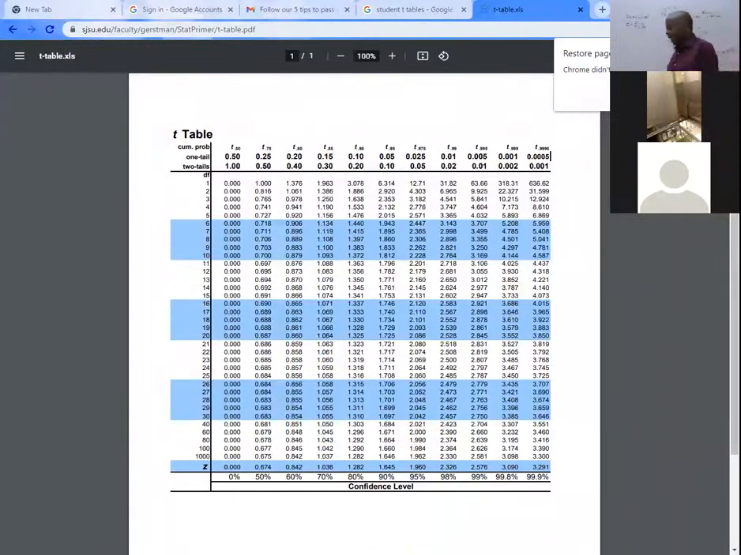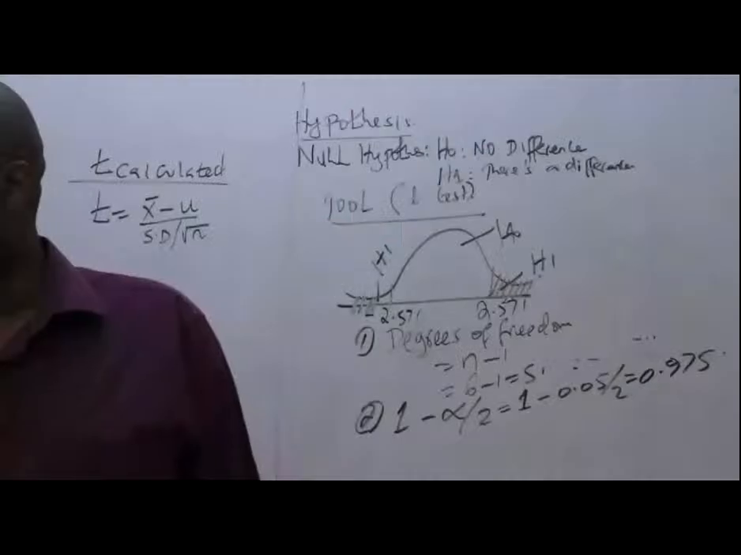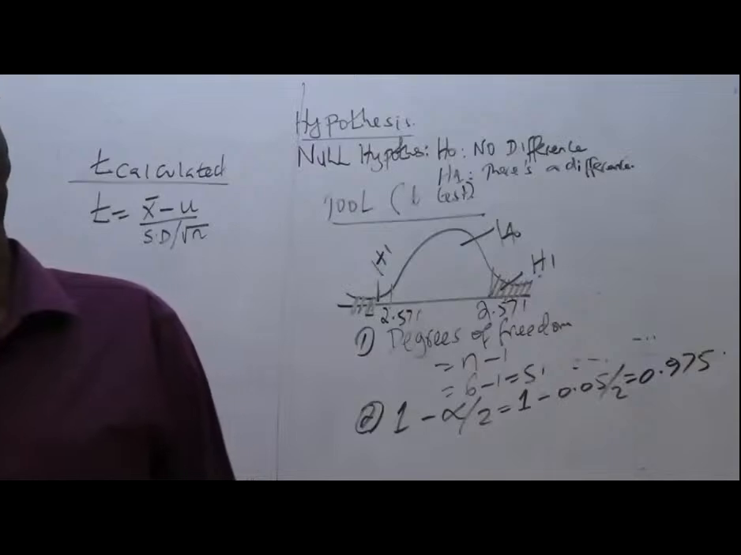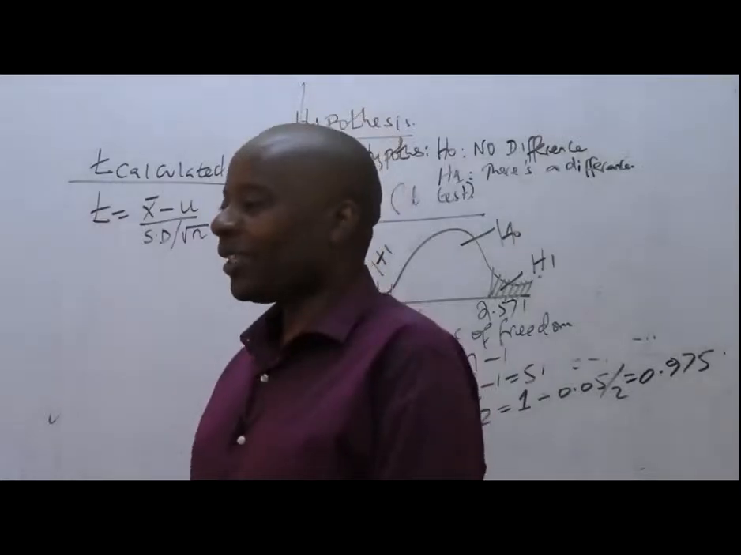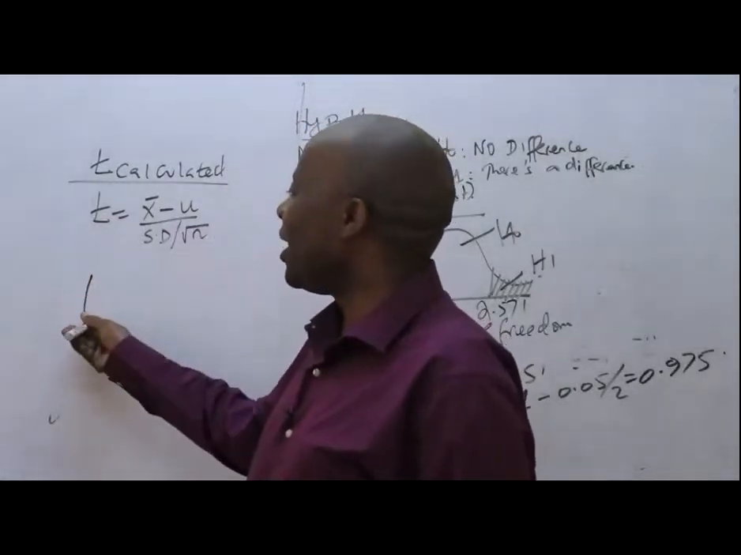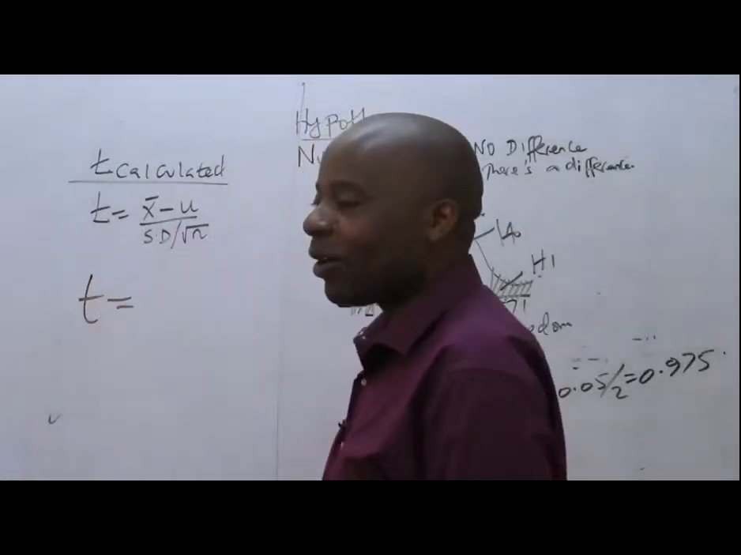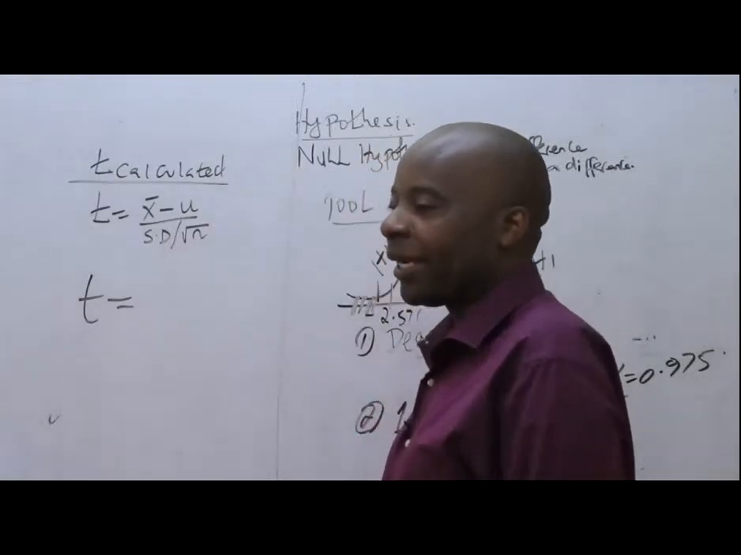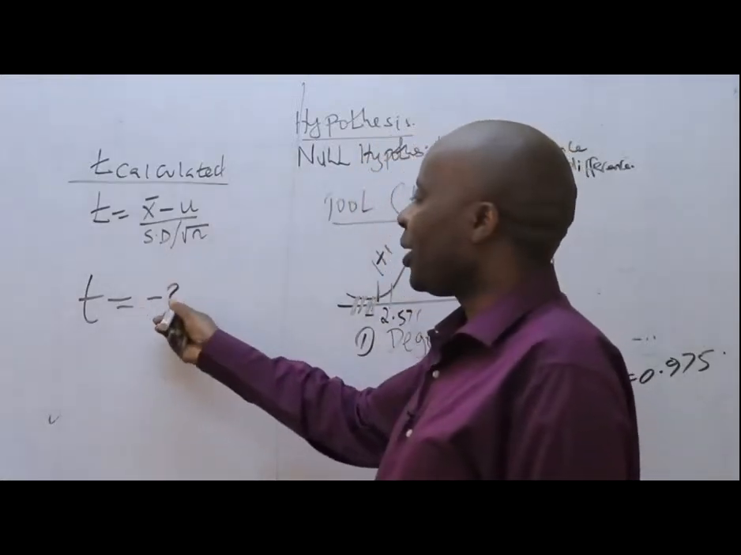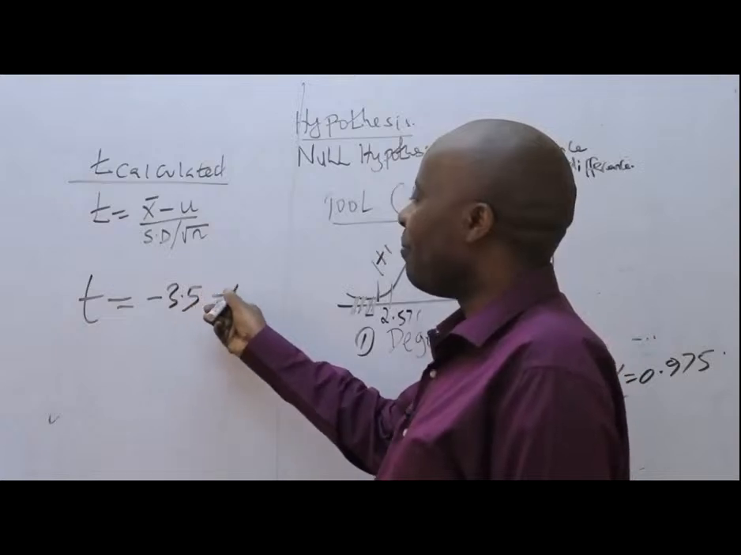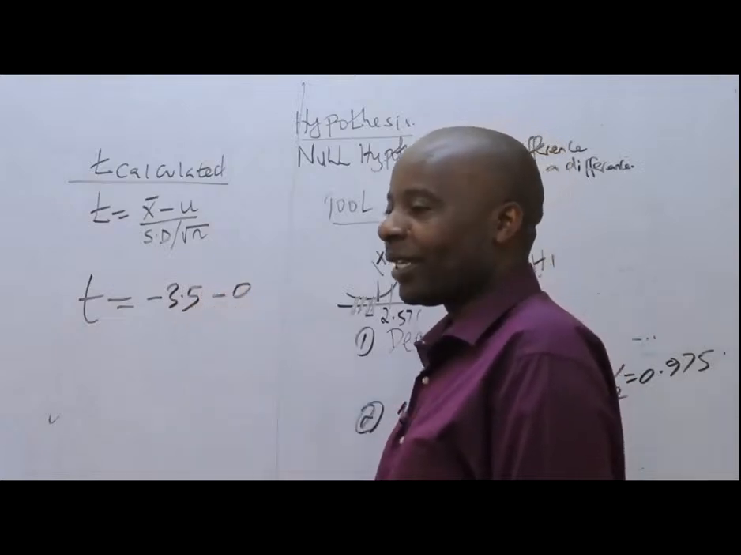So I'm waiting for an answer or a question. It's either you have an answer or you have a question. So we start with, thank you, Winnie, we start with X bar. Are you able to see X bar of the differences? What is the X bar? Minus 3.5 minus 0.